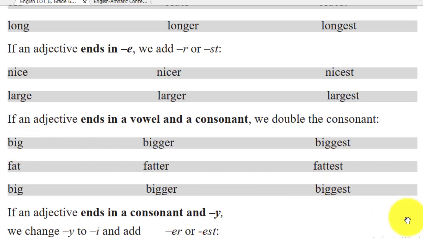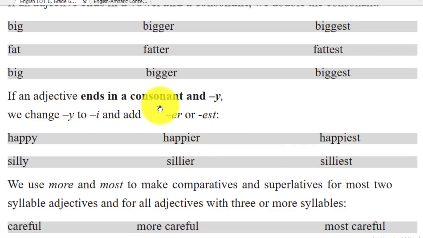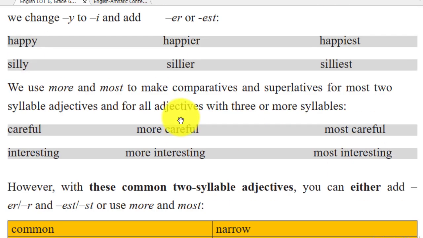The other one: if an adjective ends in a consonant and y, we change y to i and add er for the comparative or est for the superlative. Happy has p before the y, and silly has l before the y, both consonants. So we say happier, happiest, sillier, silliest.